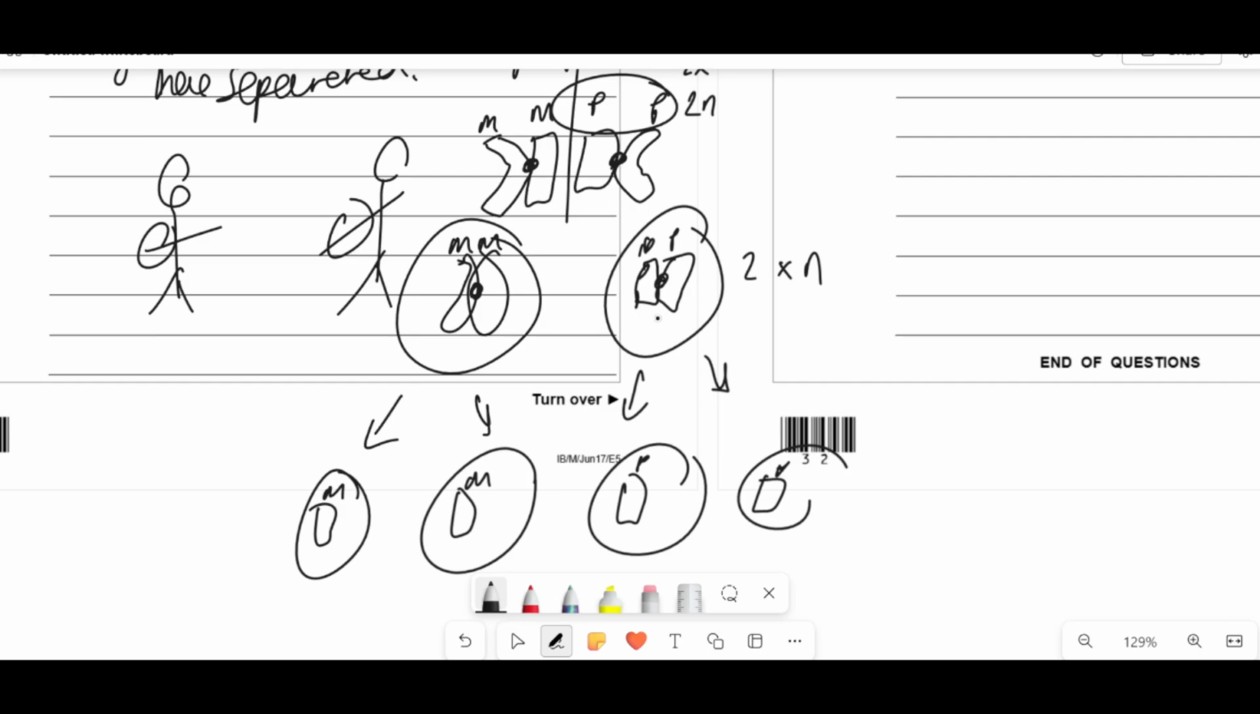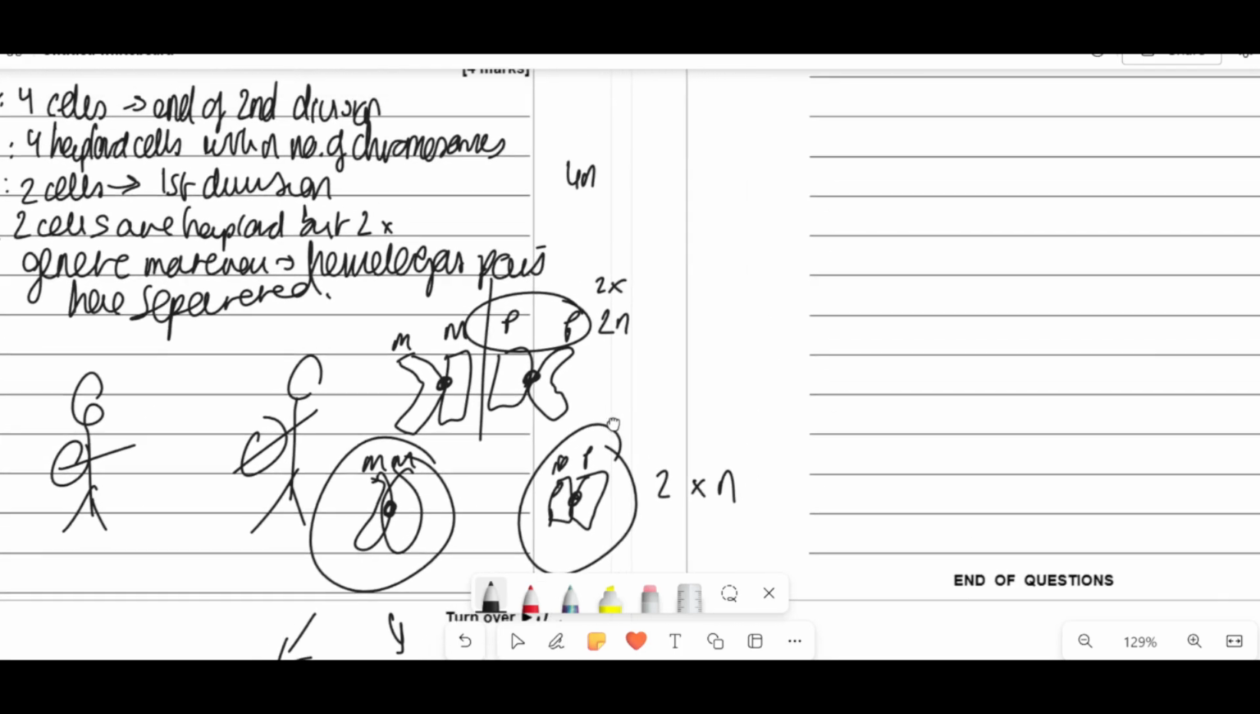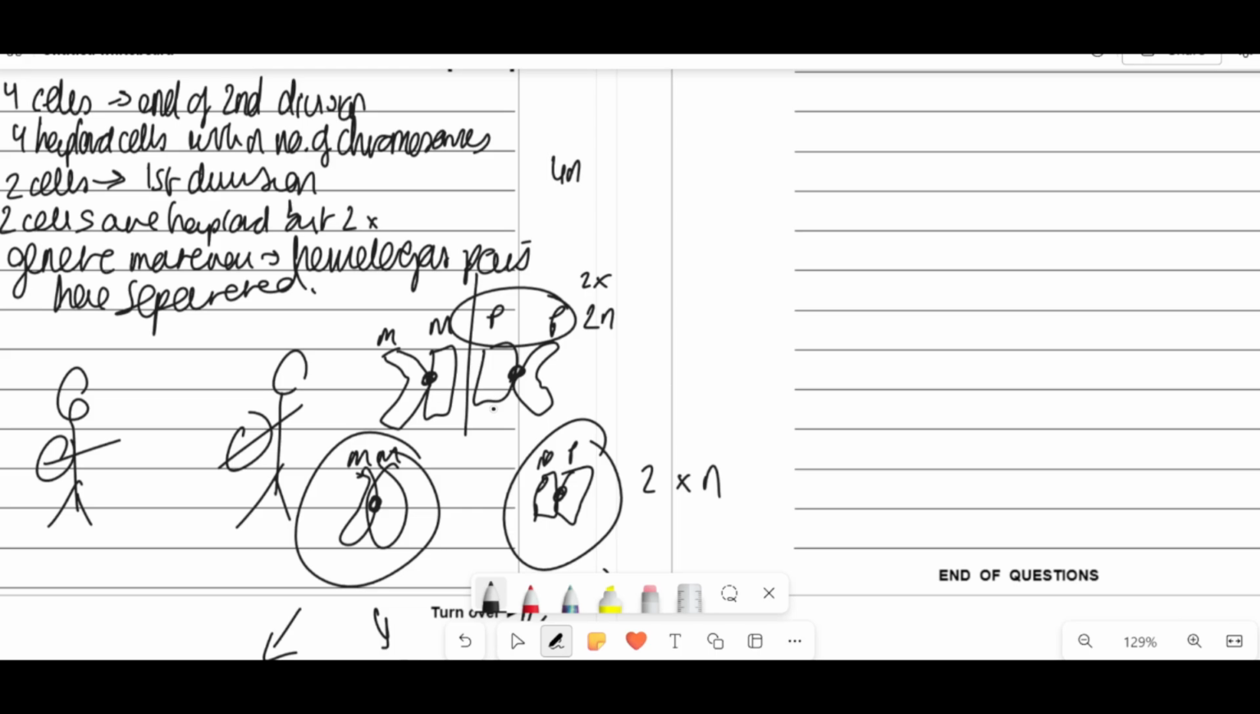Remember that there's crossing over and all of that stuff happening to make this more diverse? And then you've got n in each of these. They've not got doubles again. That's what happens in meiosis. That's the homologous pair bit separating, which makes you haploid.